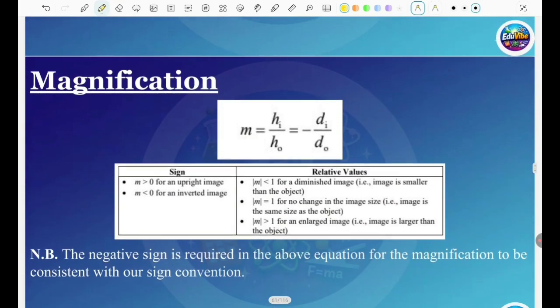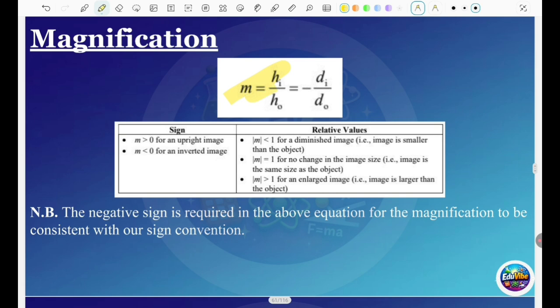As I told you, magnification is equal to all those things, so you can use any of them, for example m is equal to minus di upon do. Sometimes you may get a question like this: if m is less than 1, you get a diminished image. If m is equal to 1, you get an image of the same size. If it is greater than 1, you get an enlarged image. The negative sign is required in the above equation for the magnification to be consistent with the sign convention. So that's why this negative sign is very important.